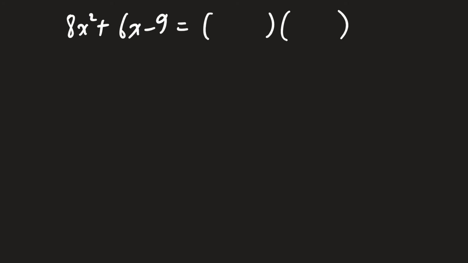Now let's look at our third and final example. 8x squared plus 6x minus 9. Again, first step, I'm going to rewrite this with two brackets. And the first term is going to be 8x and 8x. And I have to make sure to divide this all by 8.